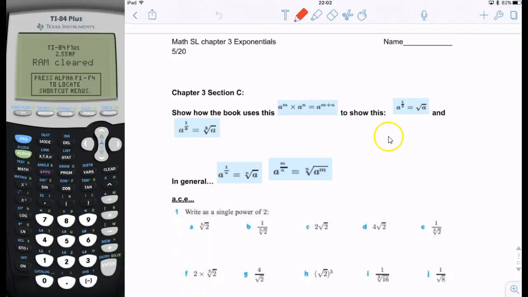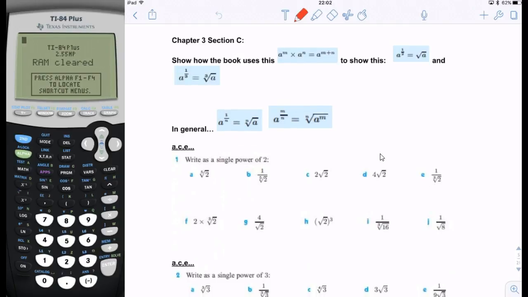Page 5 of exponentials. First of all, it asks us to show how the book uses this rule to show that a to the half equals the square root of a, and a to the third is equal to the cube root of a. Let's say that we want to show that a to the first is equal to a to some power times a to some power, and these two are the same power.